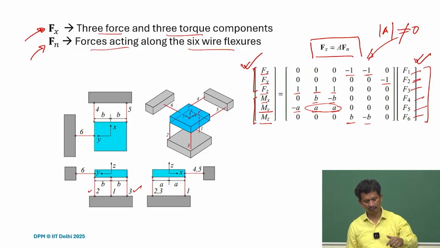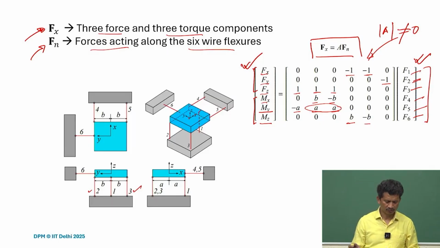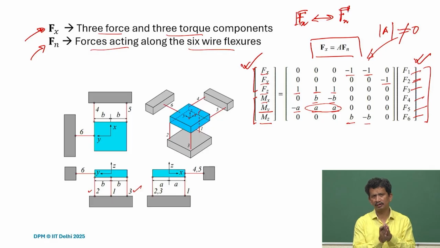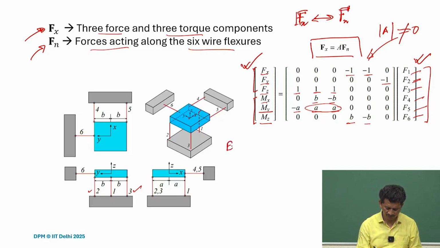So if I know what forces I am applying, fx, fy, fz and mx, my, mz, I should know what will be the forces measured by the load cell. So it's a one-to-one correspondence, and that is the beauty of a deterministic design or exact constraint design. There is no ambiguity.